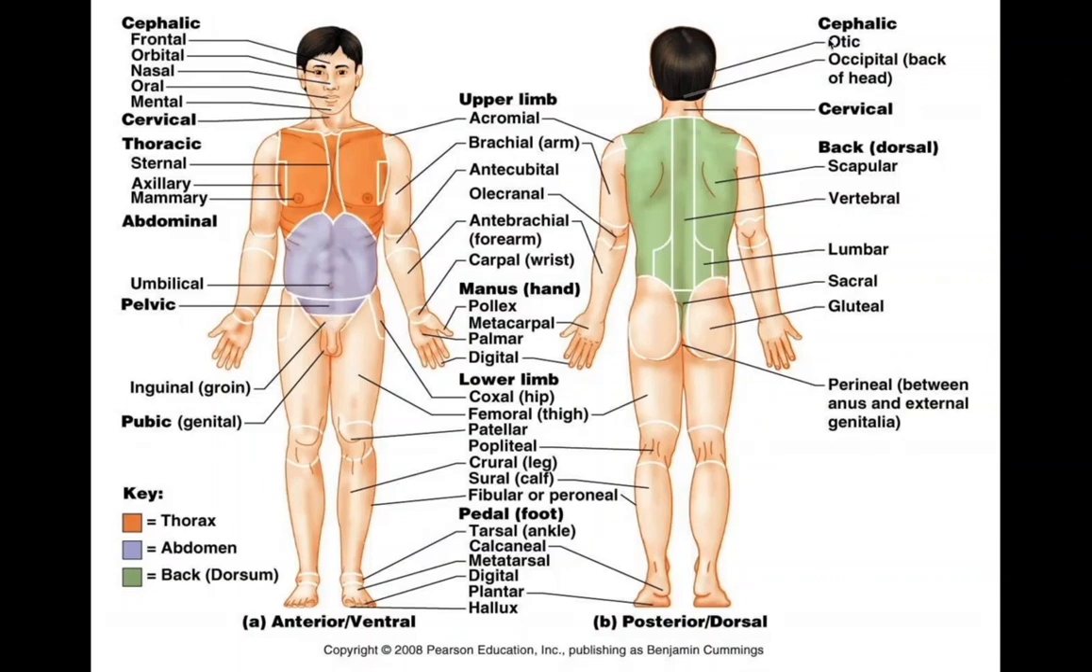On the posterior side, here you've still got the cephalic, otic over the ears, occipital is on the back of the head, still the cervical. On the back or dorsal, you've got the scapular region, vertebral region, lumbar region, sacral region, gluteal region, and then the perineal between the anus and external genitals.